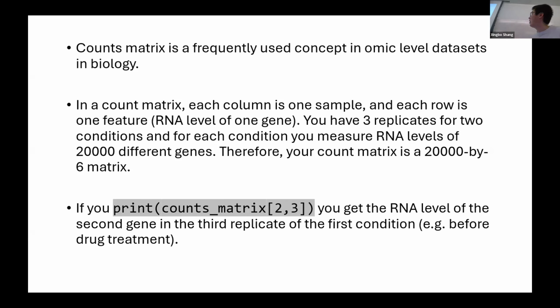In our case, it's RNA level. But if you want to become a proteomicist, then each row is a protein. So you have 3 replicates for 2 conditions, and for each condition you measure around 20,000 different RNAs. Therefore, your count matrix is a 20,000 by 6 matrix.